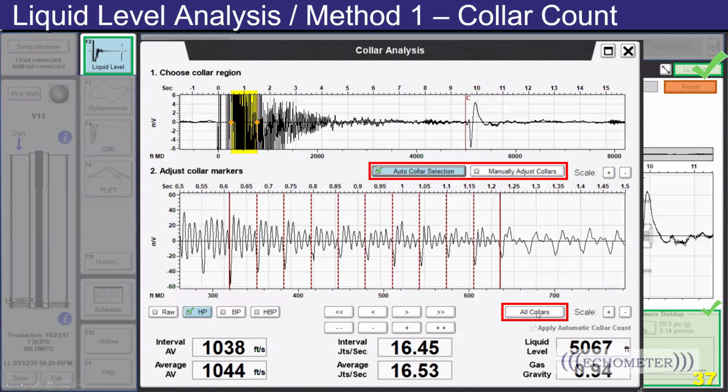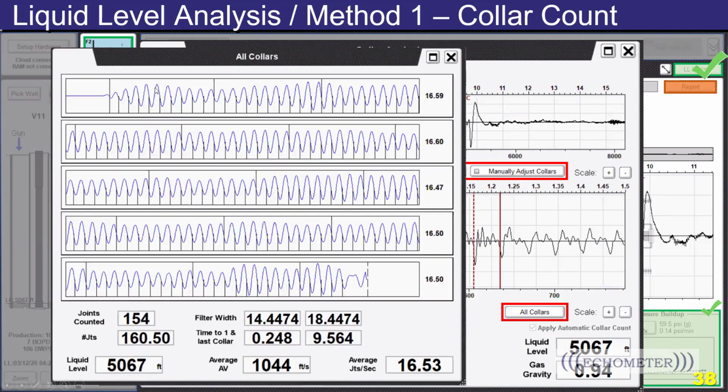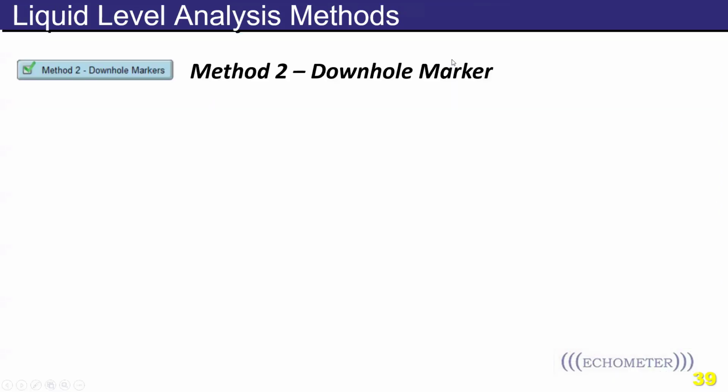So you can click also in all colors to see what the software is doing, and this has been discussed before. The software will cut the trace in 2-second pieces, let's put it that way. And here you can see how many joints the software counted compared to the total joints in the well. So this well has an excellent color count, over 90%. Then if we have a good average joint length, the liquid level calculation will be very accurate.